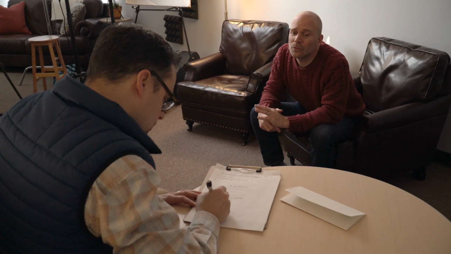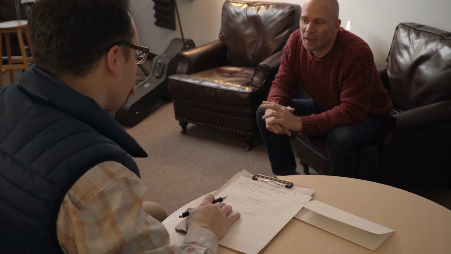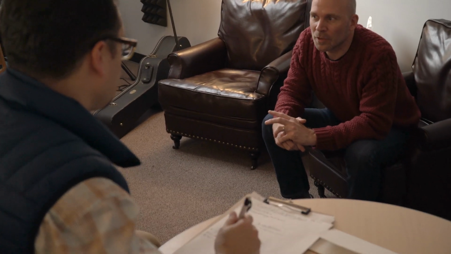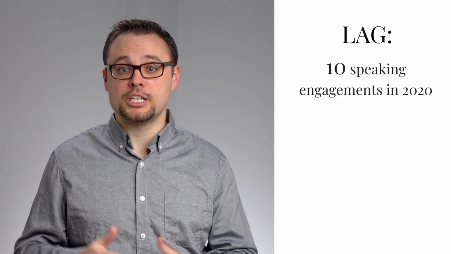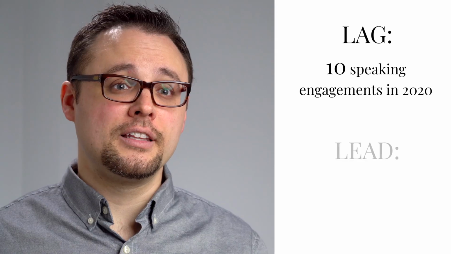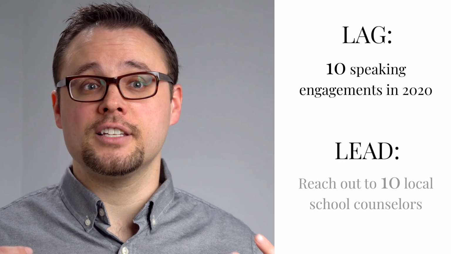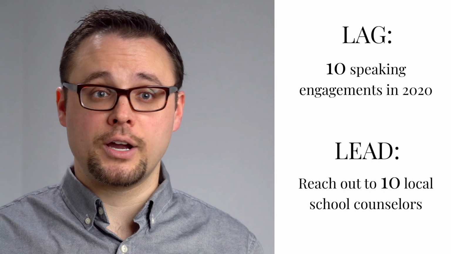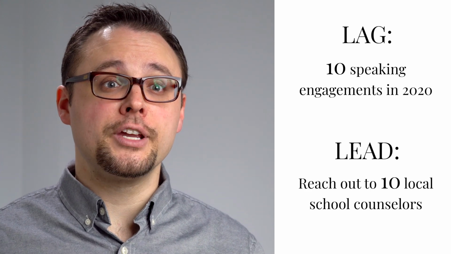So for my client, if we were to accomplish the WIG goal, to grow the practice by an extra 2,200 appointments in 1 year, then we need to set some lag and lead measures. For example, to accomplish this WIG, this wildly important goal, let's say we set a lag measure of 10 speaking engagements in 2020. And with a lead measure of, we're gonna reach out to 10 local school counselors, we're gonna write them letters, and offer free in-service training.